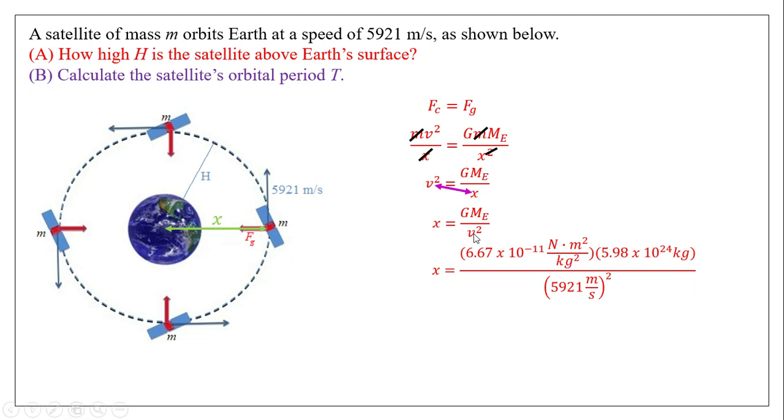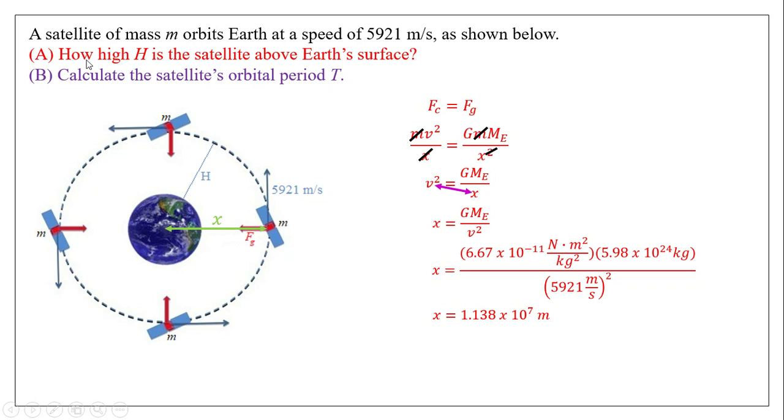And here, v is given in the diagram as 5,921. In addition, it's given in the statement there. And then don't forget to carry down your square, because this is v squared. If you punch all this in your calculator, you should get x is equal to 1.138 times 10 to the 7th. I just express my answer here in scientific notation, just so there's fewer values to type out. Okay. Well, you're not done here yet, right?